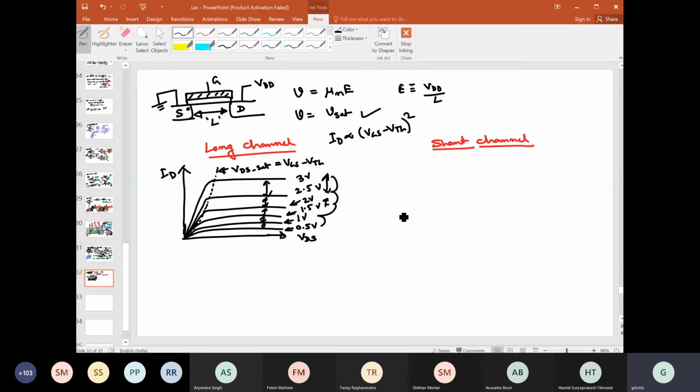Whereas if you consider the short channel case, we'll see why this is happening on the next page. But then how will the ID look? Here too we should put in a dotted line, but this line is not VDS sat, but this is the region where the electric field is reaching the critical electric field. We'll define more on this point on the next page, but if it is like this, then the characteristics would be somewhat like this.